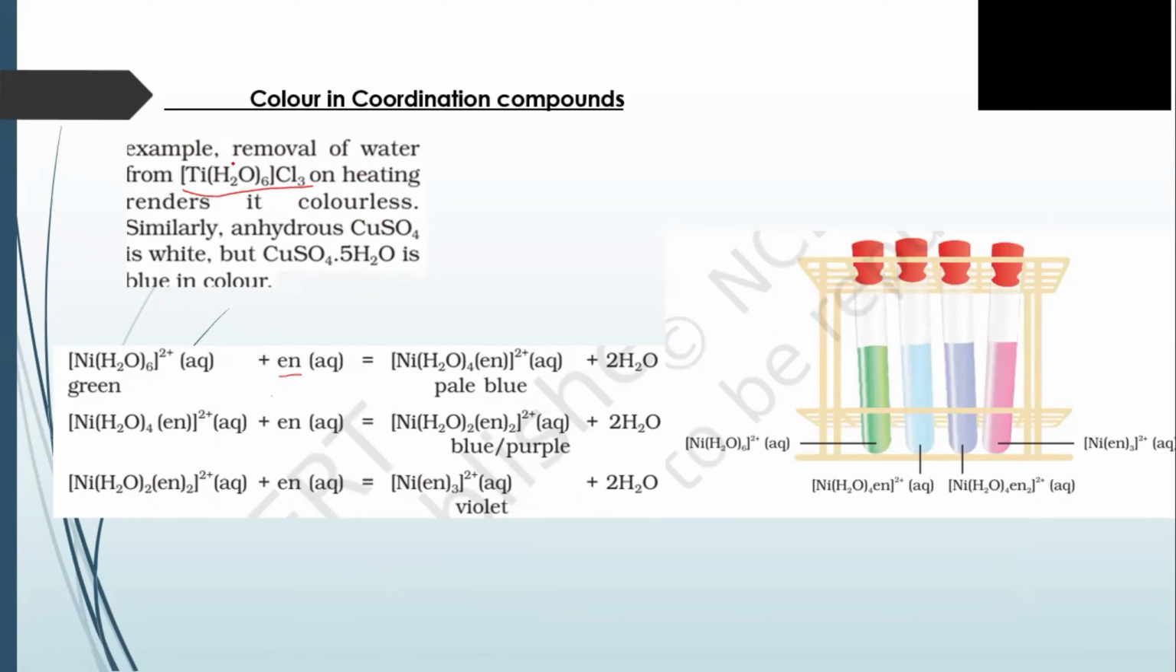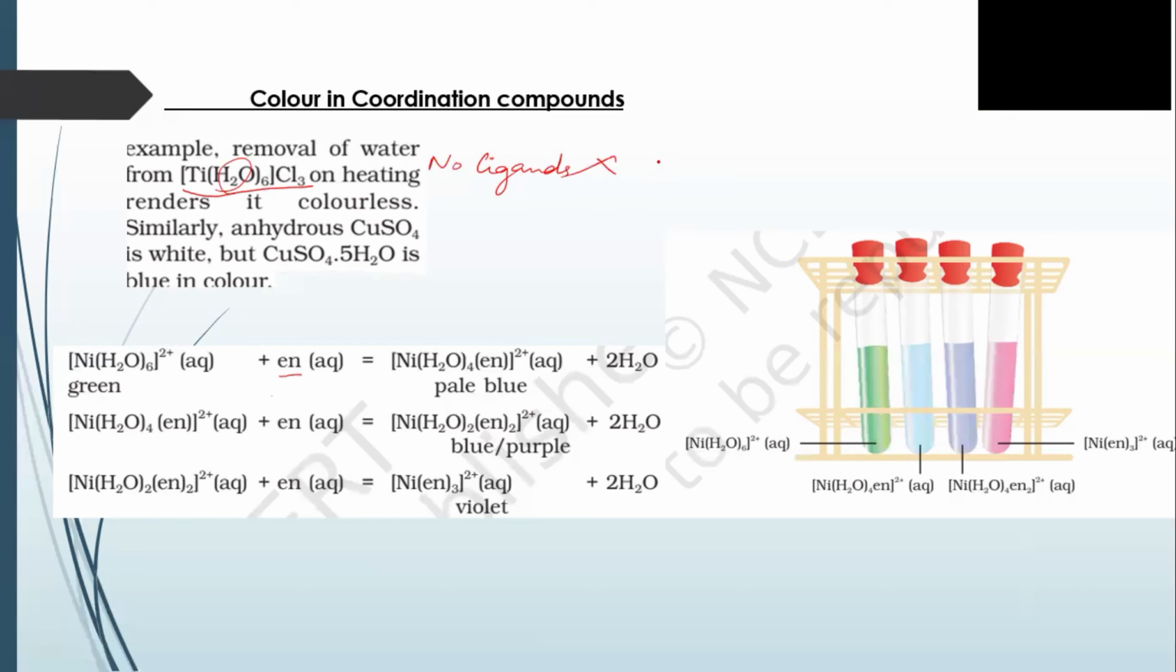This titanium hexaaqua complex, on heating, becomes colorless. What happens is that when heated, the water molecules get released from this complex, and this complex will no longer be a coordination complex. It will become a normal titanium compound. So what happens when there are no ligands? There is no crystal field splitting. Only when ligands are present does the crystal field splitting happen.